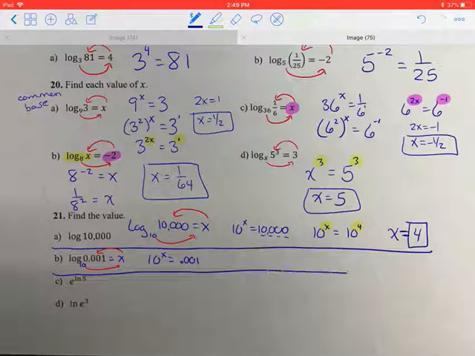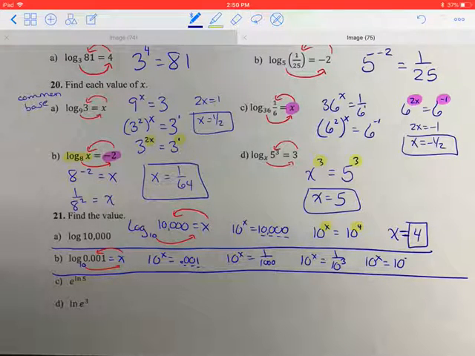Alright, so we're going to do a little place value rethinking. This is the tenths, hundredths, thousandths. So I could rewrite this as 1 over 1,000. All right, so that would be 1 over 10 to the third, since there's 3 zeros. And trying to get that common base, if I move that 10 up to the numerator, that's going to make that exponent negative. So now I can set those equal to each other, and I would get -3.